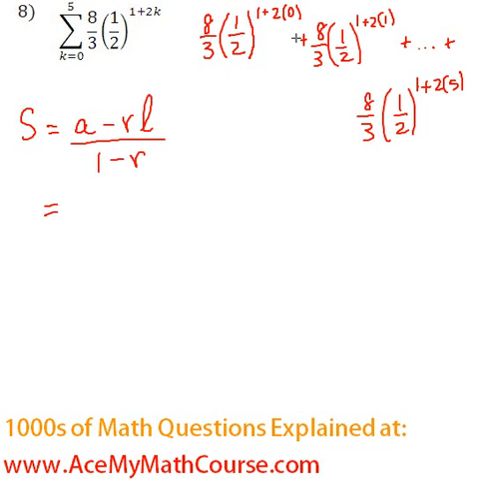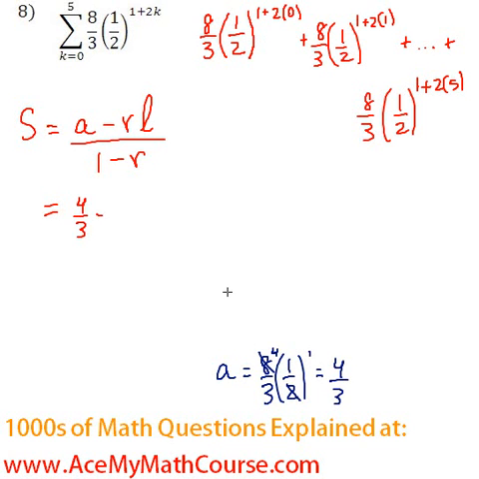Okay, so let's work out our first term. So a is just equal to 8 over 3 times half. Now 2 times 0 is 0, plus 1 is just 1. So 8 over 2 is just 4. So 4 over 3 times 1 is just 4 over 3. And that is the first term. So we have 4 over 3 minus r.